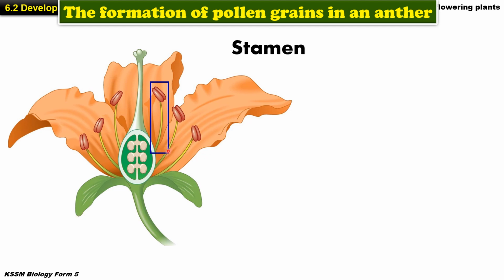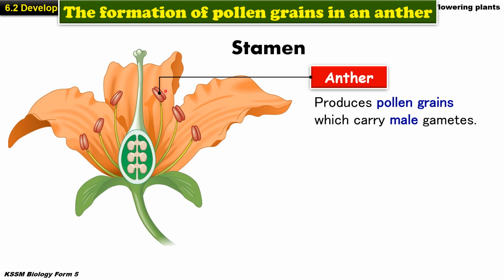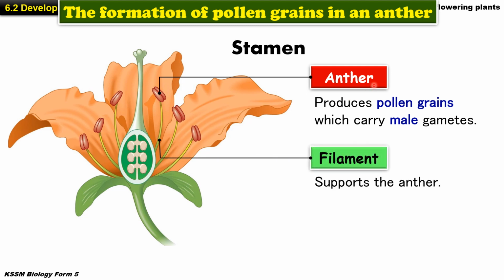Okay, so this, all this structure is stamen. Okay, and under stamen, dia sebenarnya ada dua kan. Okay, which is anther and filament. So, anther will produce the pollen grain, which carries the male gamete, and filament, this one, it will support the anther. That's it.